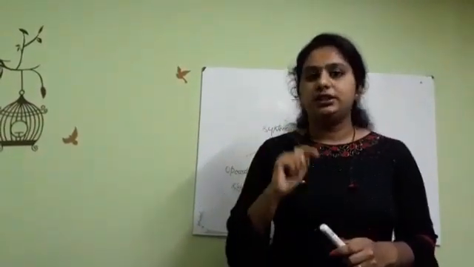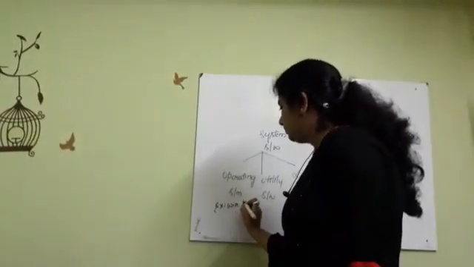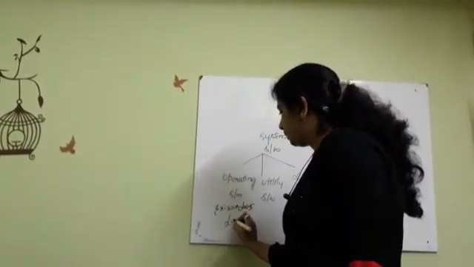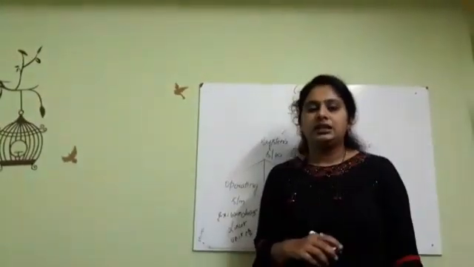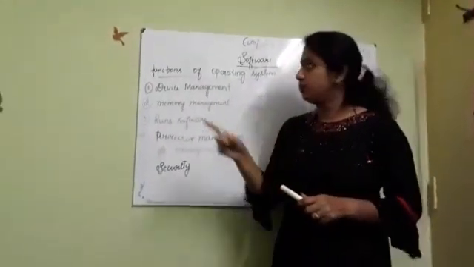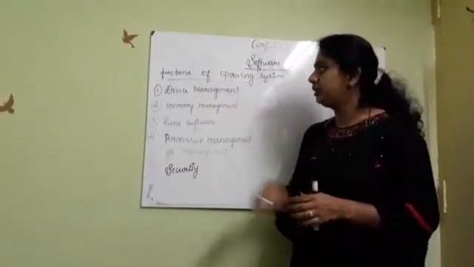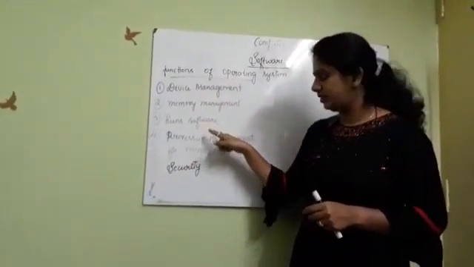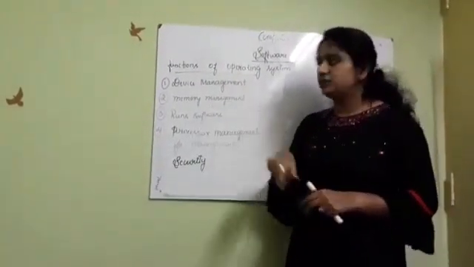So when you switch on the computer, the first program loaded into your memory is the operating system. Some examples of operating systems are Windows, Linux, Unix, etc. Okay, now we'll see what are the functions of operating system. The functions are device management, memory management, runs the software, processor management, file management and security. See, first one is device management.